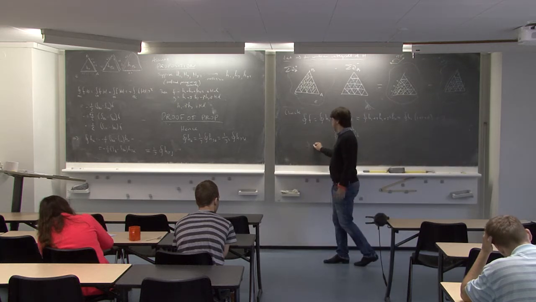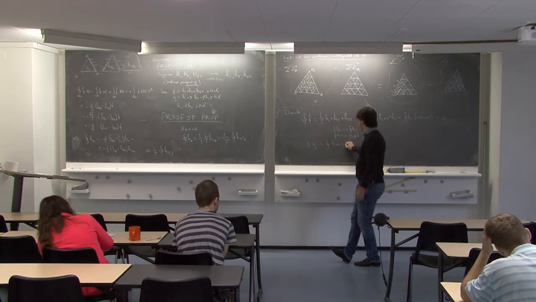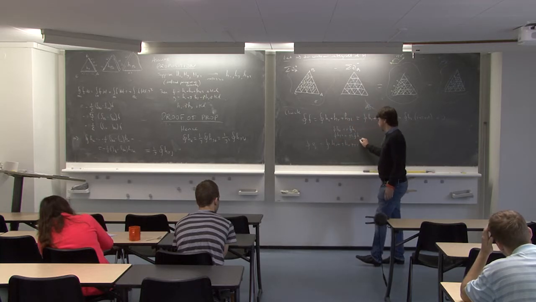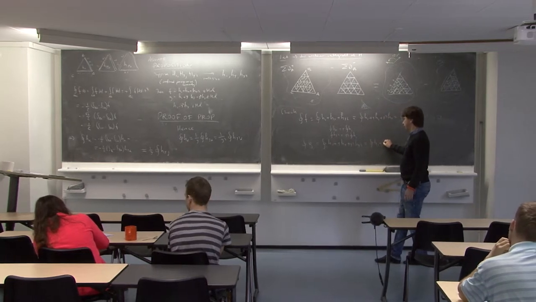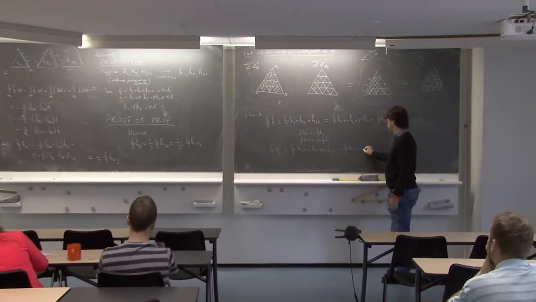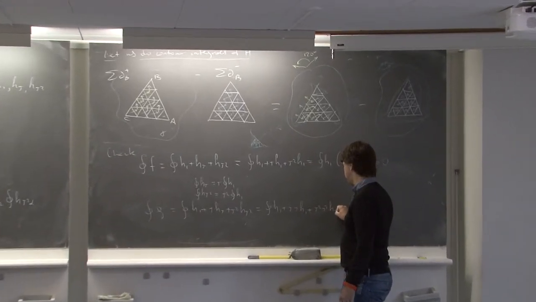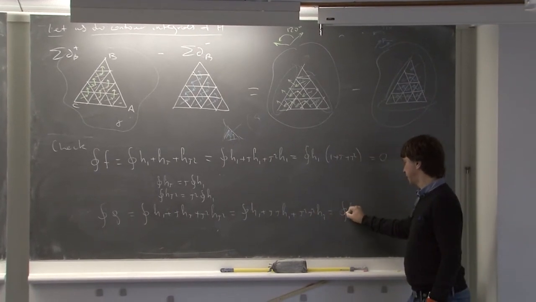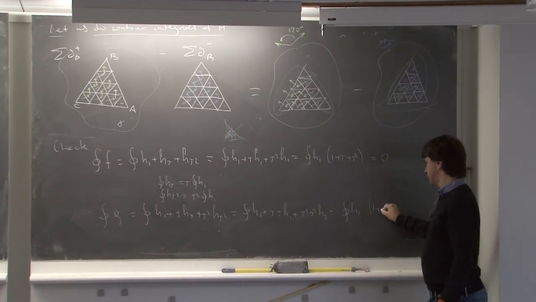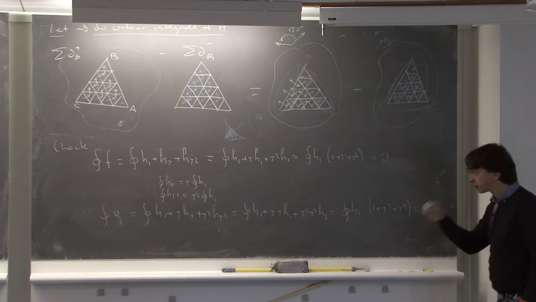And exactly the same with g. So it's the contour integral of h1 plus tau h tau plus tau squared h tau squared. So it's the contour integral of h1 plus tau h1 plus tau squared h1 times h tau. So it's the contour integral of h1 times 1 plus tau squared plus tau to the power 4, which is again 0.